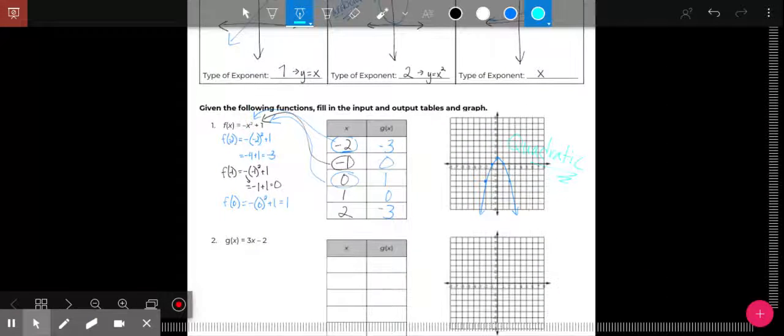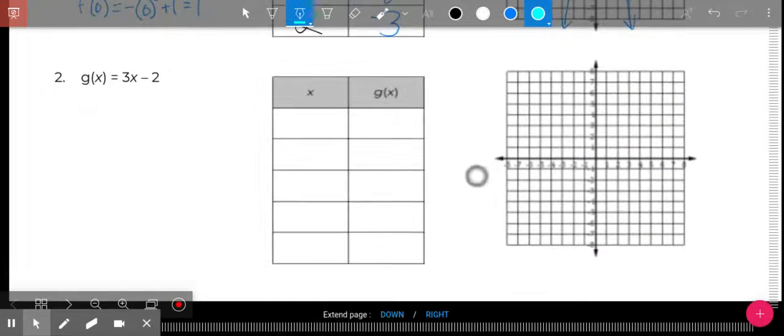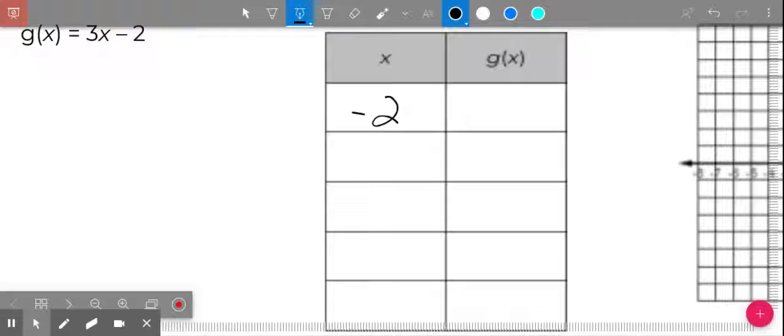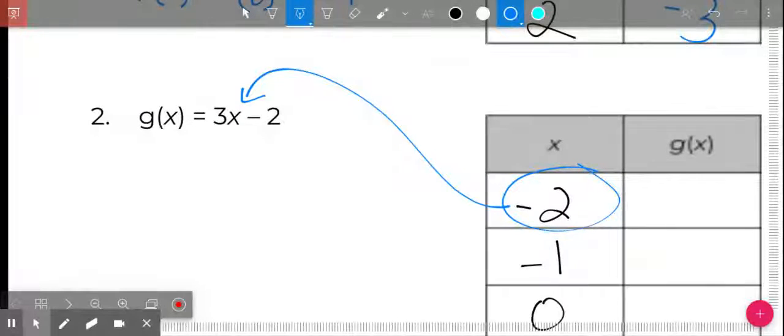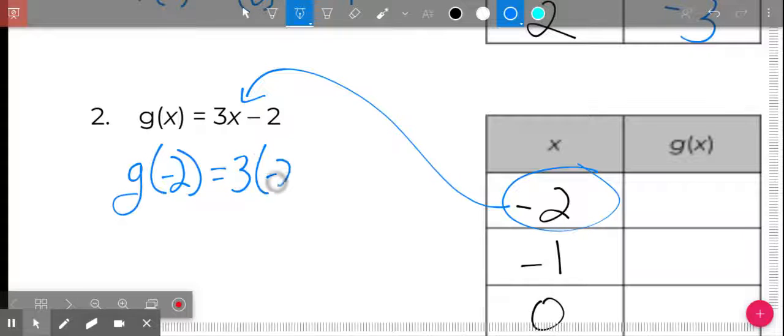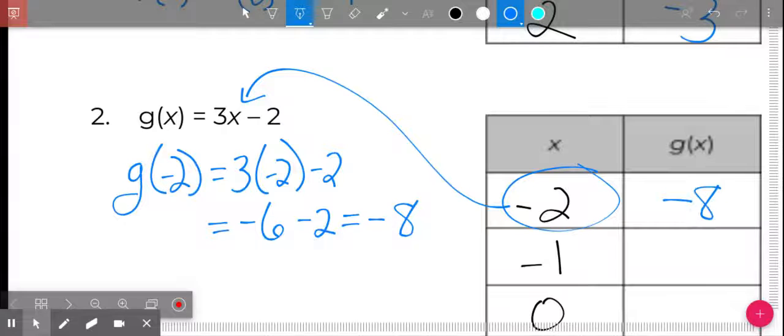All right. Our next one we have is g of x equals 3x minus 2. Okay, we're going to make our input and output table. So -2, -1, 0, 1, and 2. And we're just going to plug all these in for x. So we'll have g of -2 equals 3 times -2 minus 2. 3 times -2 gives me -6, minus 2. That's an ugly 2. There we go. -6 minus 2 gives me -8. So our output's going to be -8.